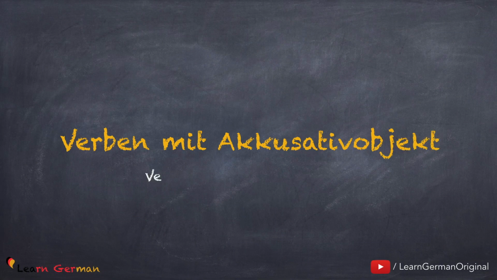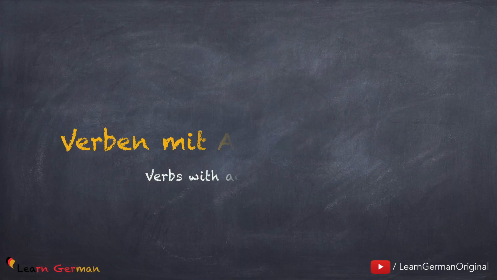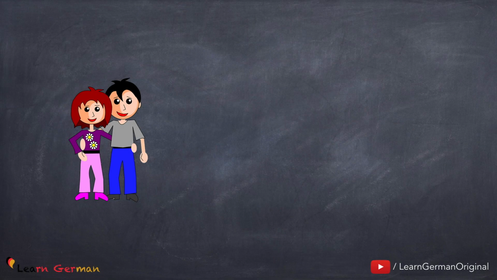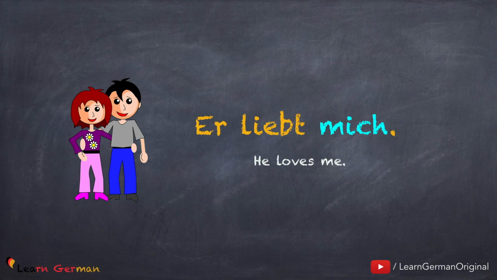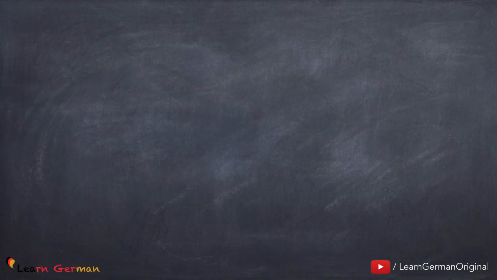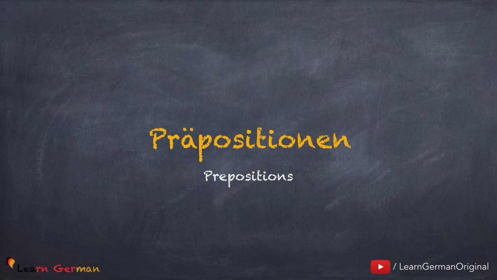Similarly, we have Verben mit Akkusativobjekt, verbs that only take objects in the accusative case. For example, liebt mich. In this case, mich is the direct object. The usage of mir oder mich could also depend on the prepositions before them.